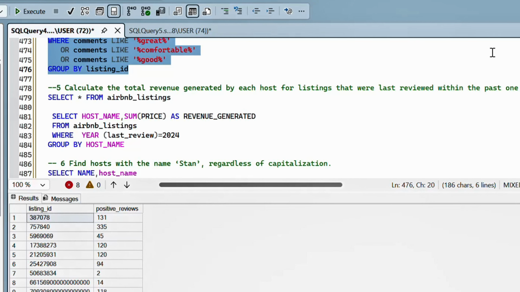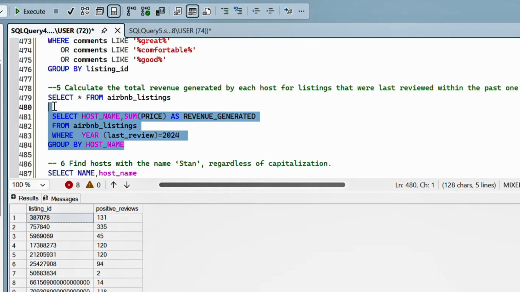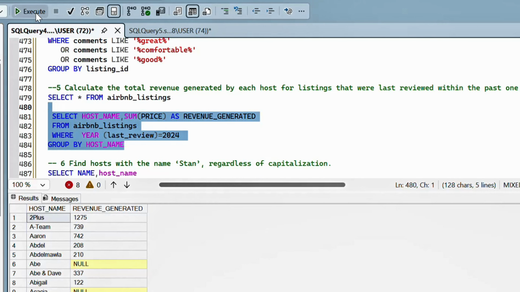The fifth question says I should find the total revenue generated by hosting for each host, reviewed in the last 1 year. I checked the listing table and found that the last year was 2024. So that's why I equated my last review year to be 2024, and I got this as my answer. Good. I was able to get the hosts and the amount they were able to generate from each of their hostings.